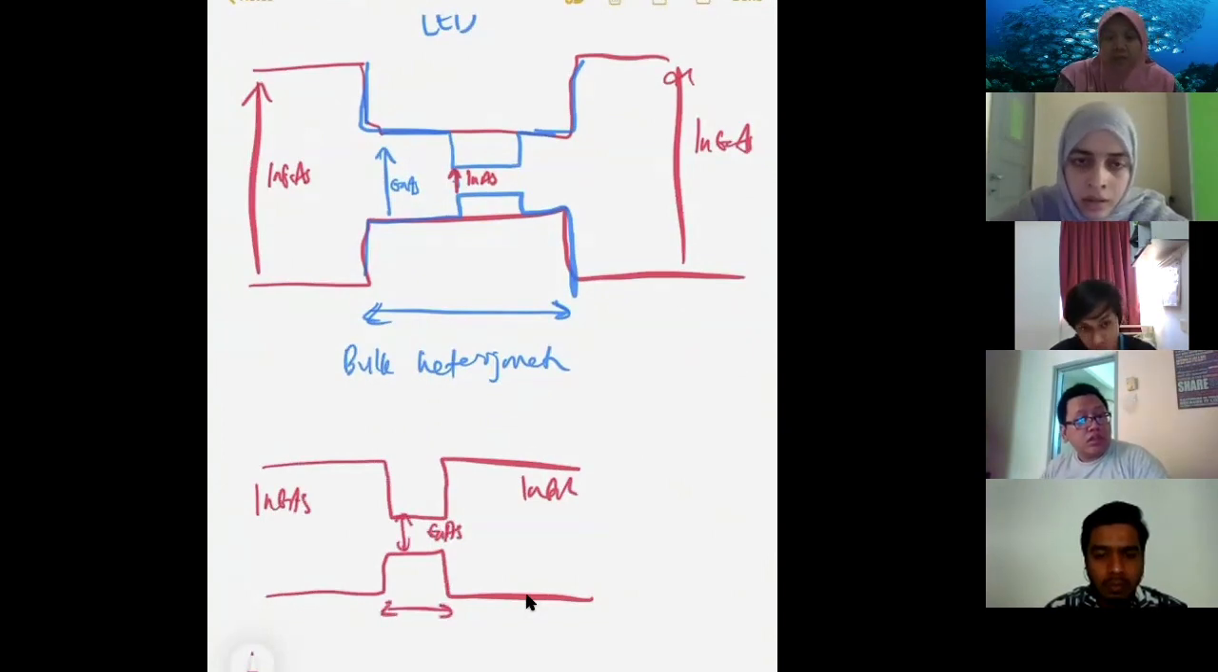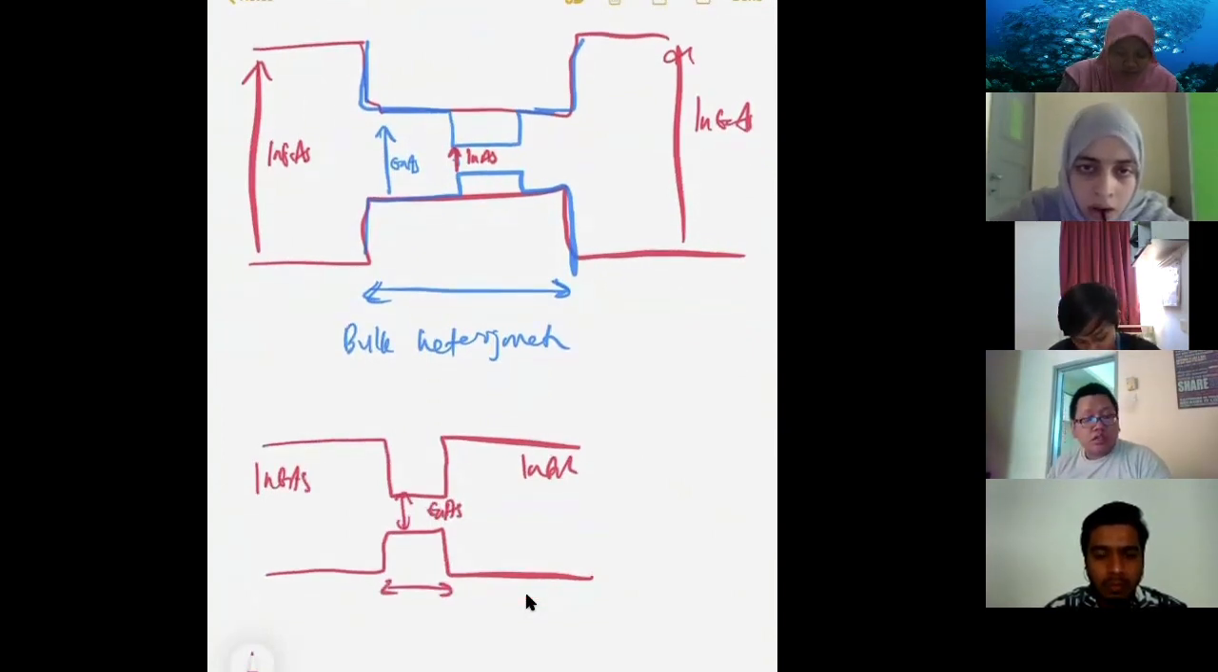Okay, so I can make gallium arsenide as the quantum well, or I can make indium arsenide as the quantum well. Quantum well just means that you reduce the dimension, make them smaller here.